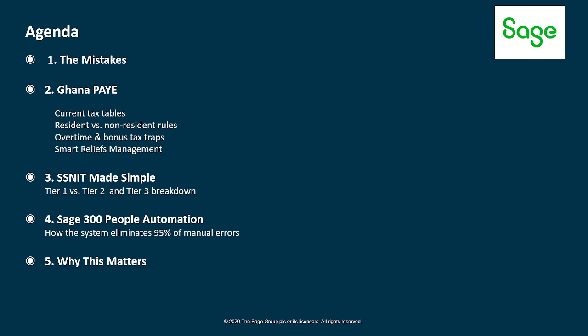Number three, we'll tell you the details of SSNIT Tier 1, Tier 2, and Tier 3. Number four, we'll also tell you the benefits of how you can automate the PAYE and SSNIT computations with a software. And lastly, we'll leave you with some few thoughts on why this automation or computation of SSNIT and PAYE matters. So let's get started.